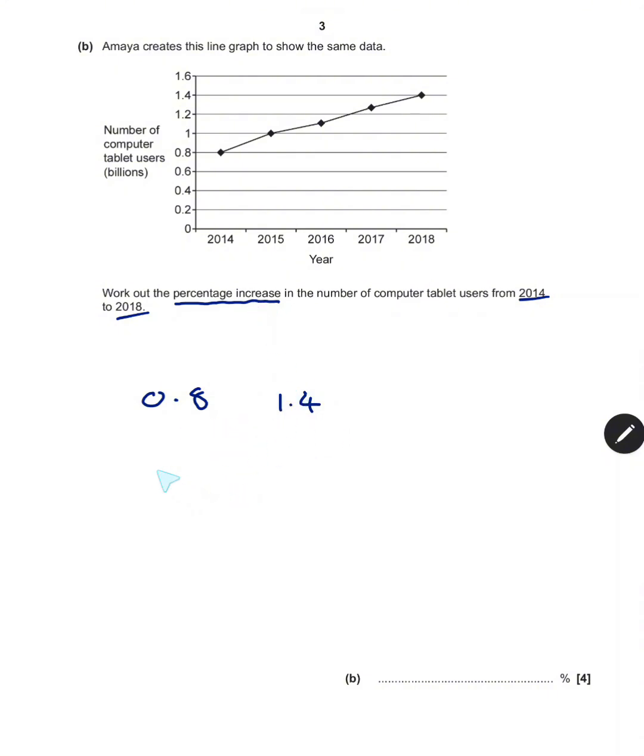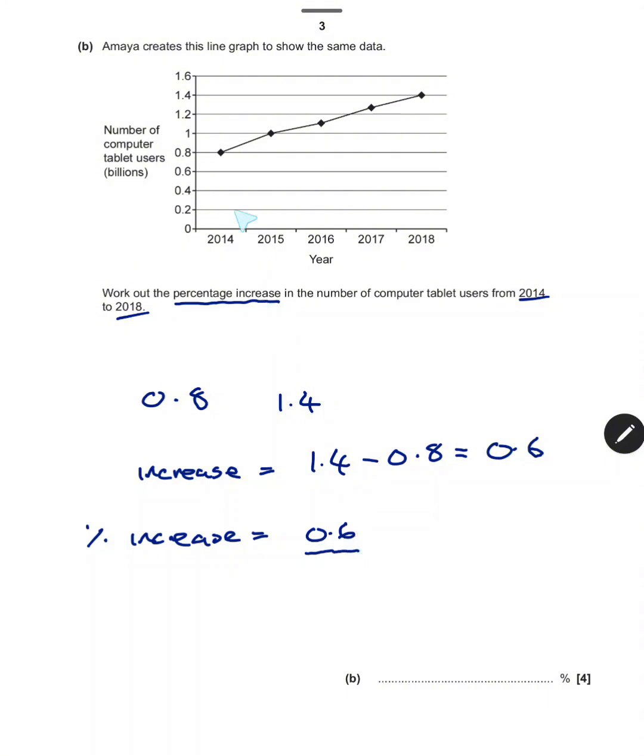If we want percentage increase, let's firstly look at the increase, and that's just going to come from 1.4, take away 0.8, that would be 0.6. The percentage increase is going to be the increase, that 0.6, out of the original. So it started at 0.8. So we need to do 0.6 divided by 0.8 and then times 100 will change that into a percentage.